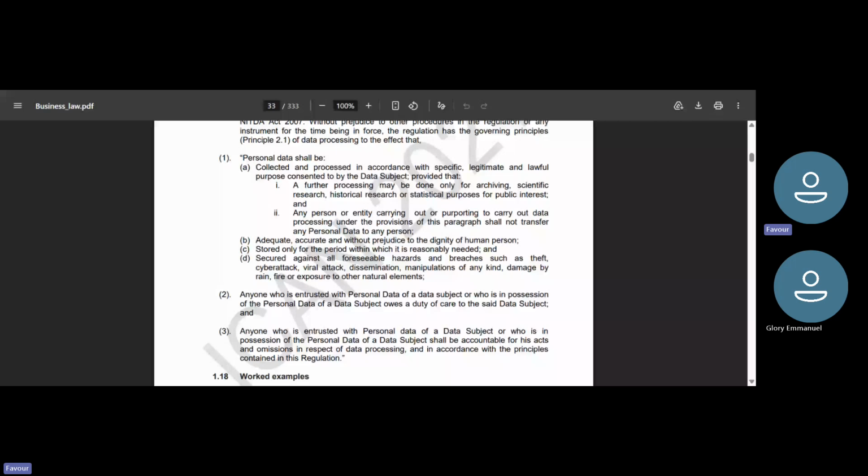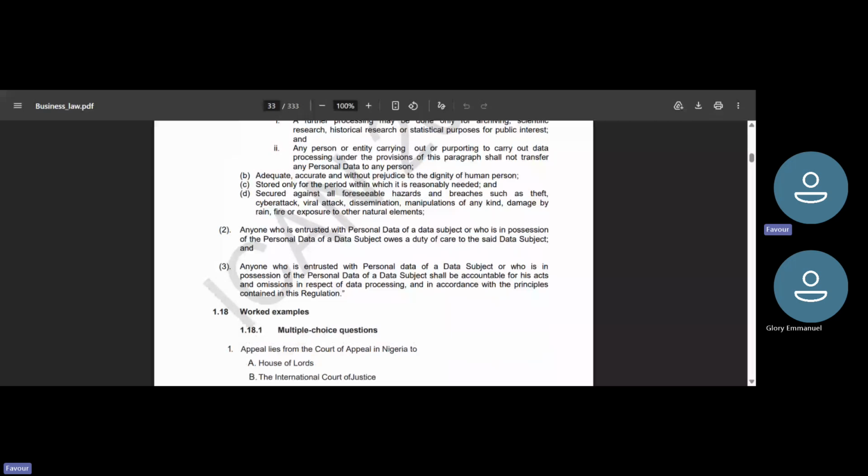And three, anyone who is entrusted with personal data of a data subject or is in the position of a holder of the personal data of a data subject shall be accountable for its acts and omission in respect of data processing in accordance with the principle contained in this regulation. So when you are entrusted with personal data, or if you are in possession of personal data, you are accountable for your acts and omission in respect to data processing and in accordance with the principle of this regulation.